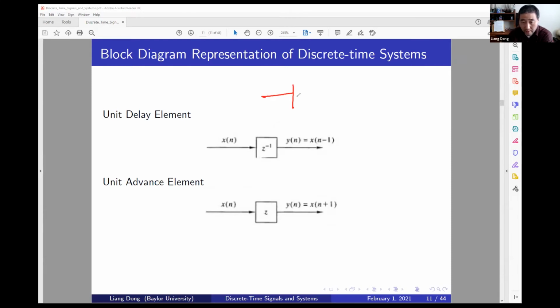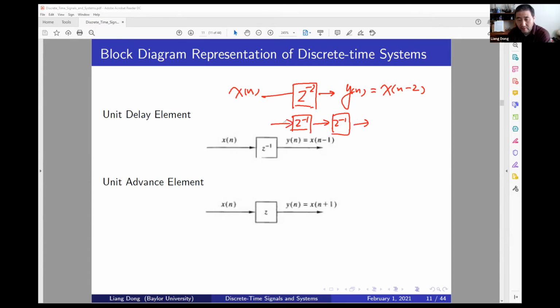What do you think about this? xn. Well, naturally, you'll think that should be equal to xn minus 2. Yes, indeed, that's a delay of 2 time units, 2 time samples. You can break that into two parts. Let's see, delayed and delayed. Okay, so that is very well understood. So we have a delay in this case.